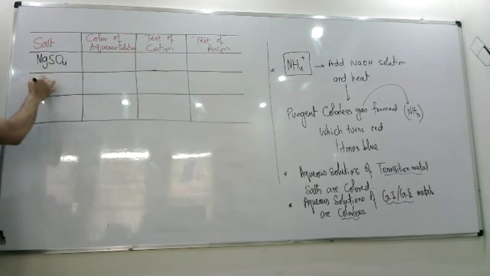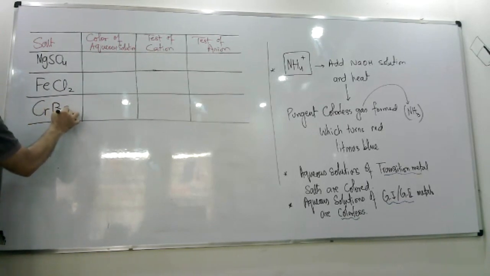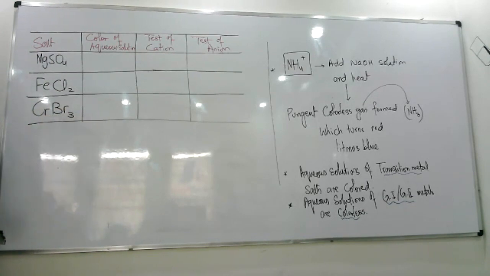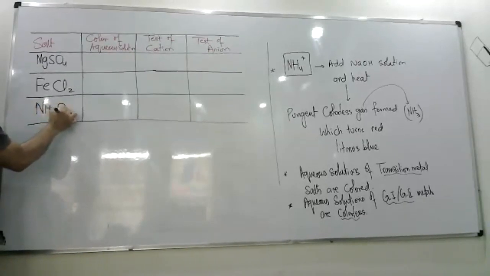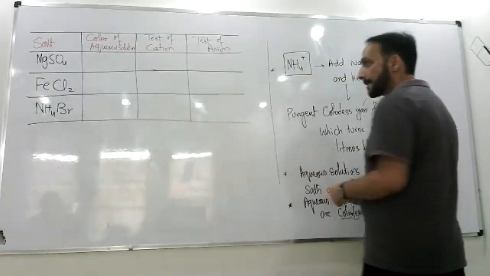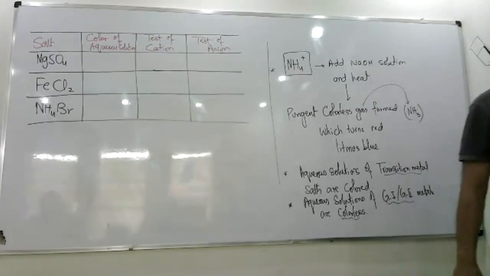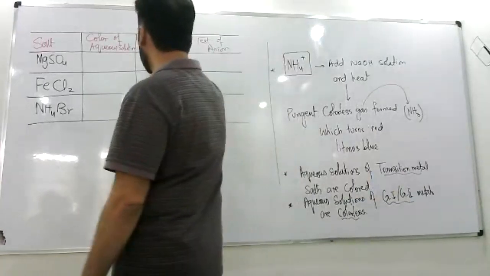Magnesium sulfate, iron 2 chloride, and chromium bromide. Ammonium bromide rather. All right, now what you guys can do is use your notes and try and fill in the test and results here.